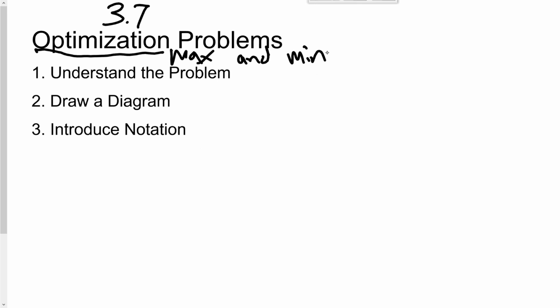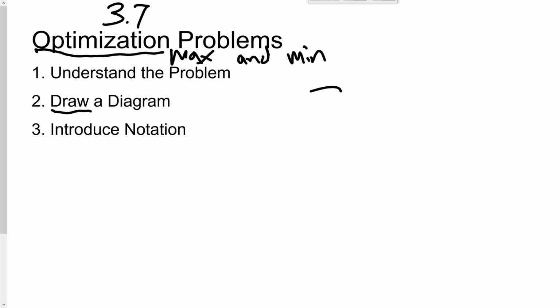So first of all, you have to understand the problem. You're not going to totally understand it, but try to understand what it's getting at, not necessarily how to do it, but just what it is talking about a little bit. And then to help you understand, you can go ahead and draw a diagram. That might help with what's going on.